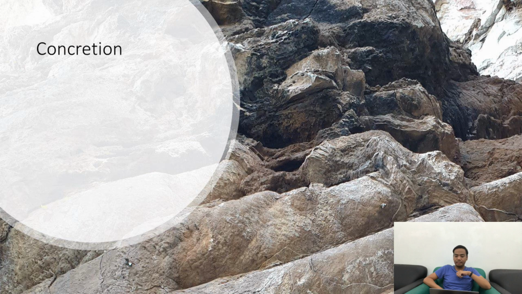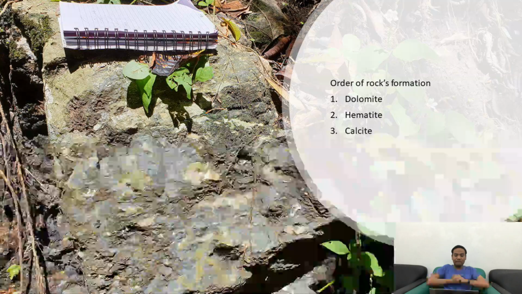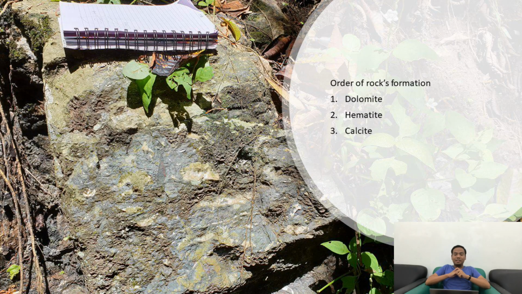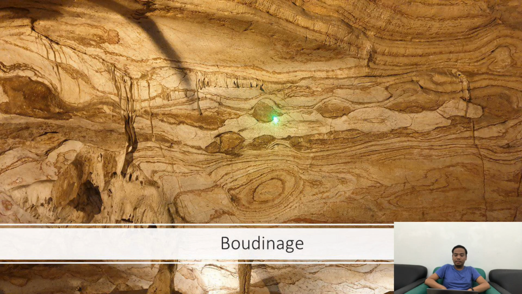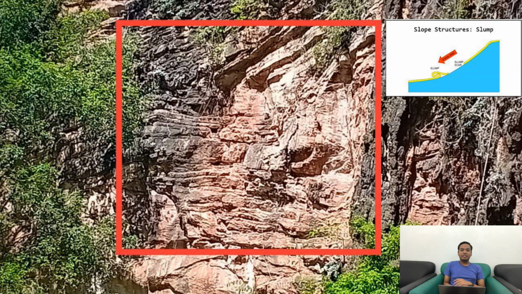This is the concretion feature. Outside the Limestone temple cave, we found a very interesting rock which is composed of three main minerals, which are dolomite, hematite, and calcite. The next feature is the body niche, which we found inside the cave. Our next feature is the slump.